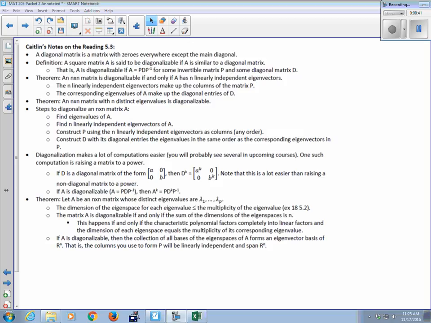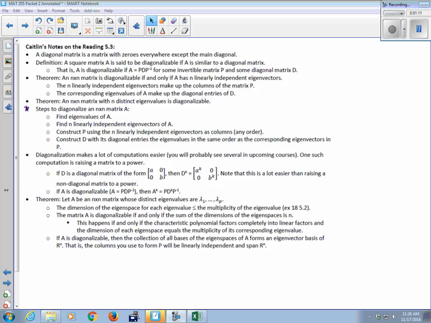Let's see what else is super important to be able to do the examples. Steps to diagonalize a matrix A. This is the key here. All right, so first find the eigenvalues of A. We've had lots of practice with that so far. Then you have to find eigenvectors that are associated with the eigenvalues. You really only need one. You guys know how to find the whole eigenspace. You just pick one vector from the eigenspace.